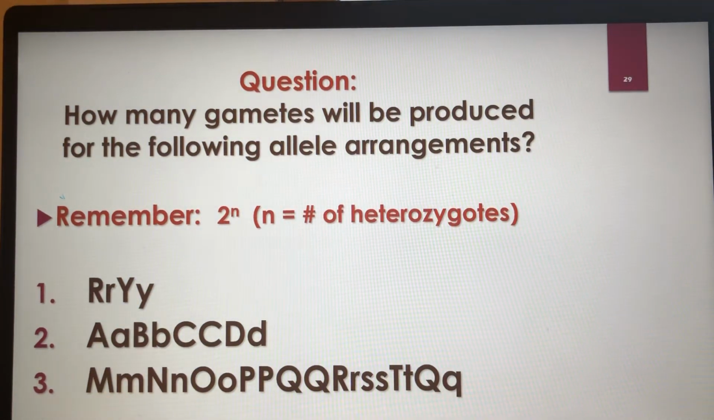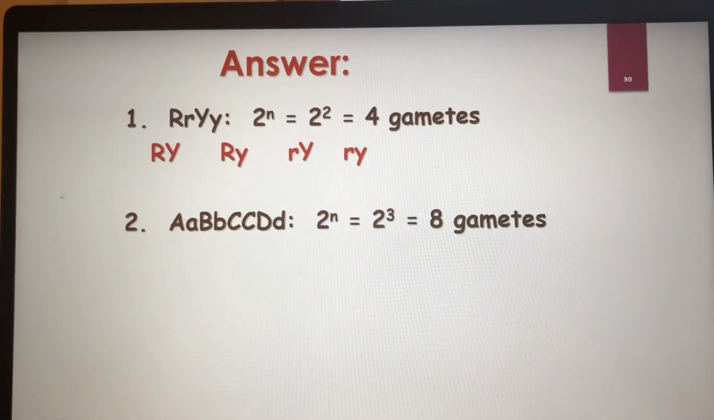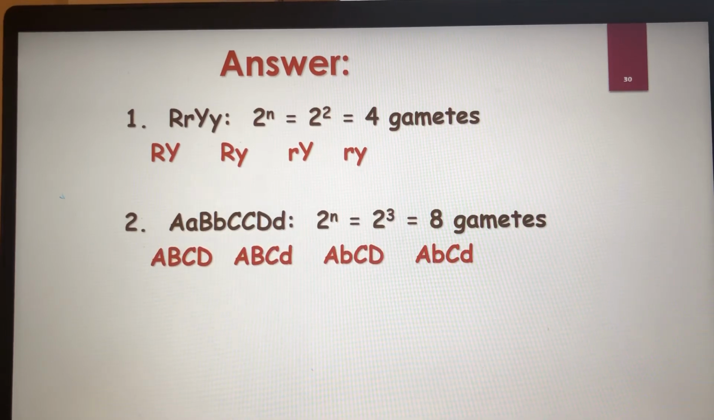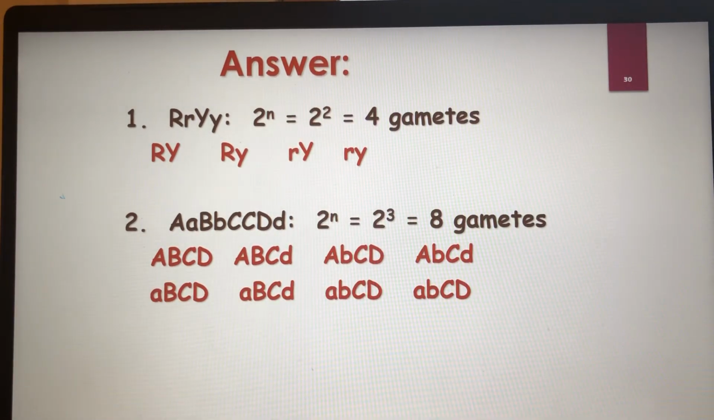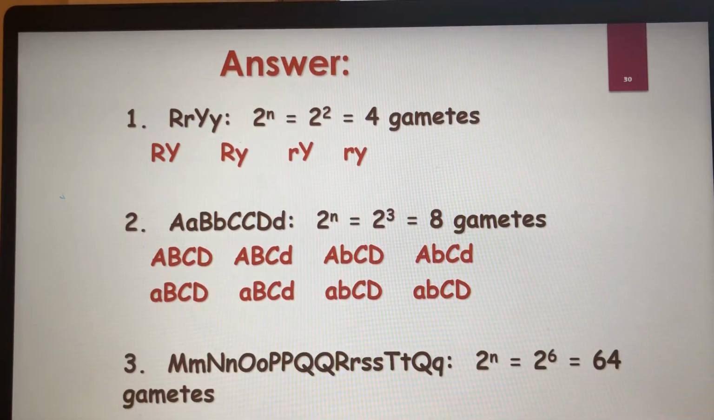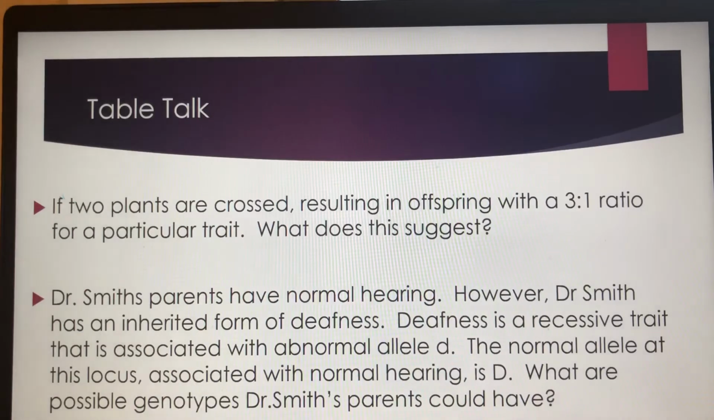If you have any questions, feel free to email me and hopefully I can help you. But this is definitely a much easier way to figure this out. And here are the answers. I already wrote out the different gametes for these two so that you could see. You can imagine how cumbersome this would be if you were trying to do it on a test, especially something like this.